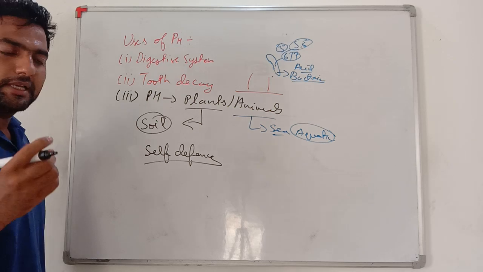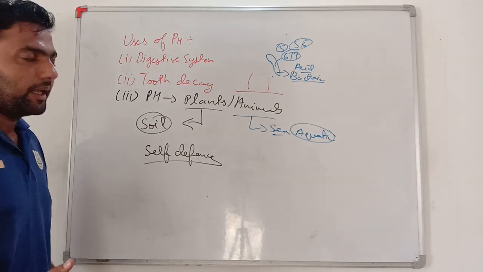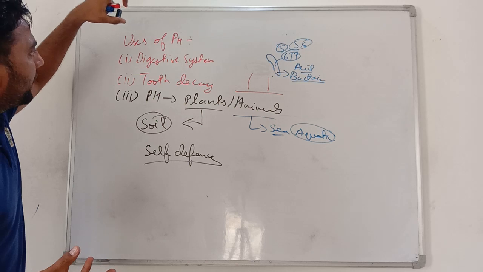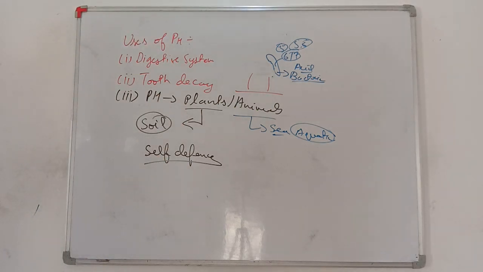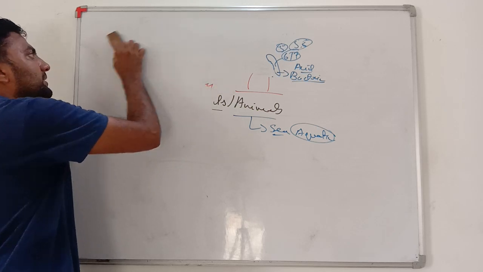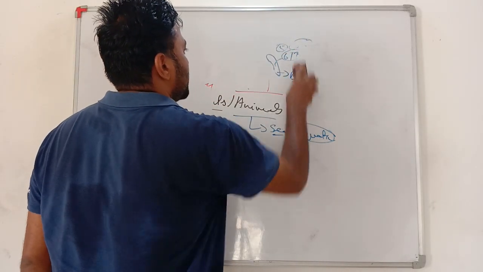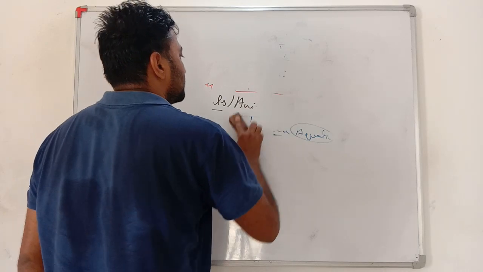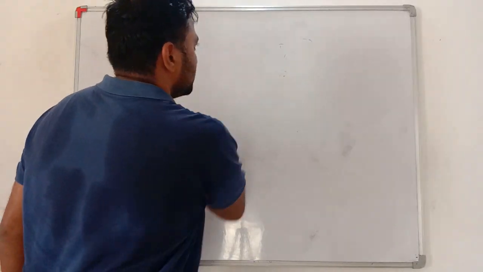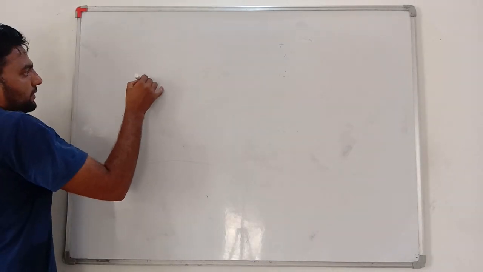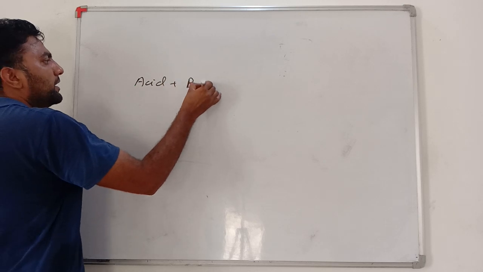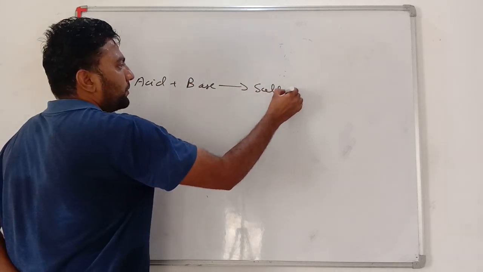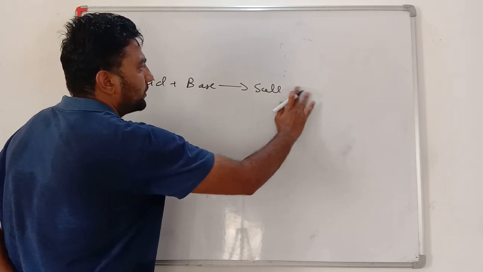Such as bee sting and wasp sting, these are the common, everyday uses of pH in our life. Okay, my dear students, now we will see what salt is. Salt is a thing which we get when acid reacts with bases. Acid plus base gives salt plus water. As of now, forget the water.